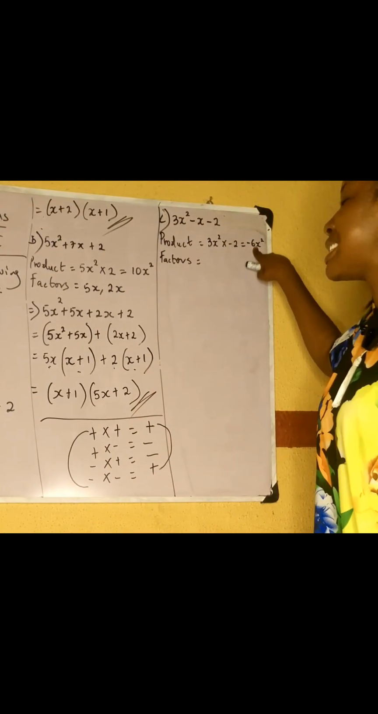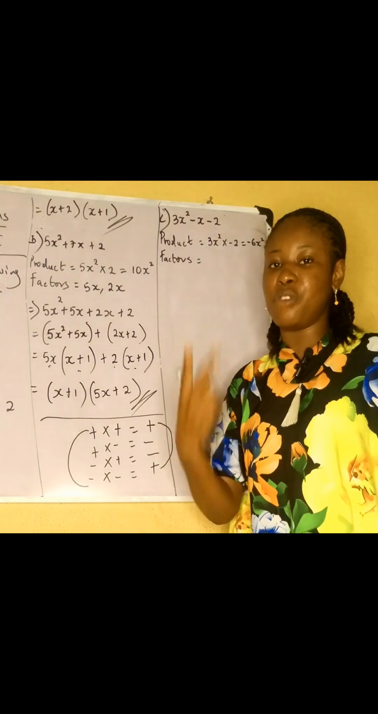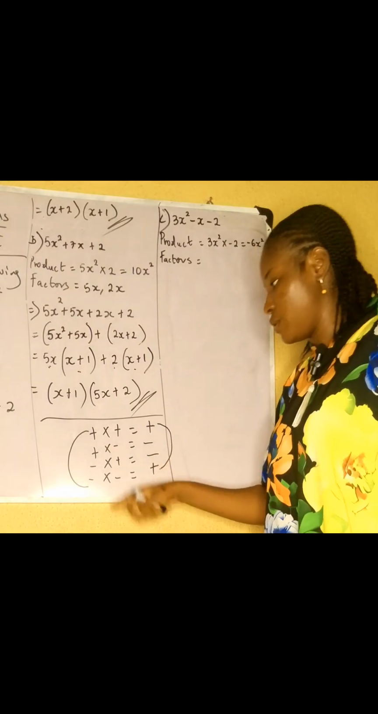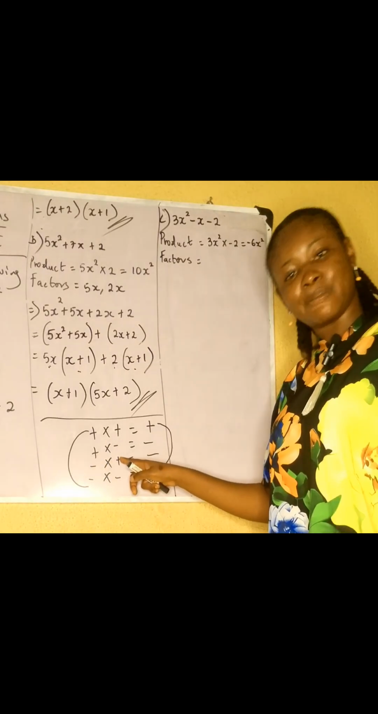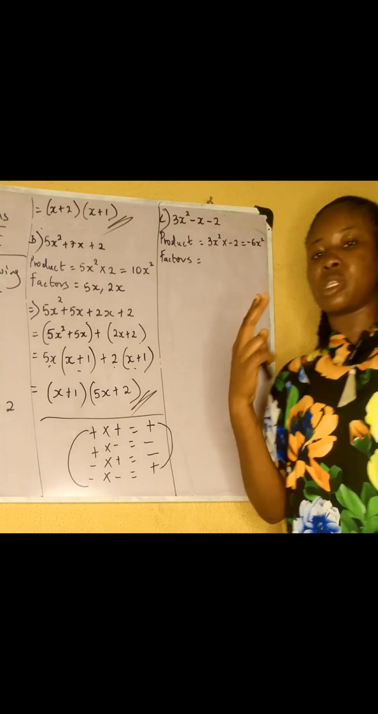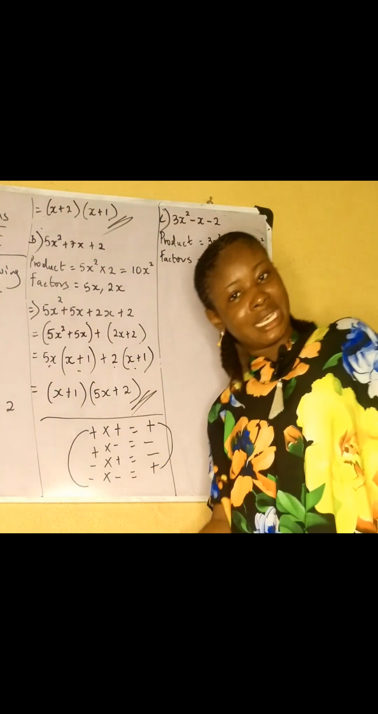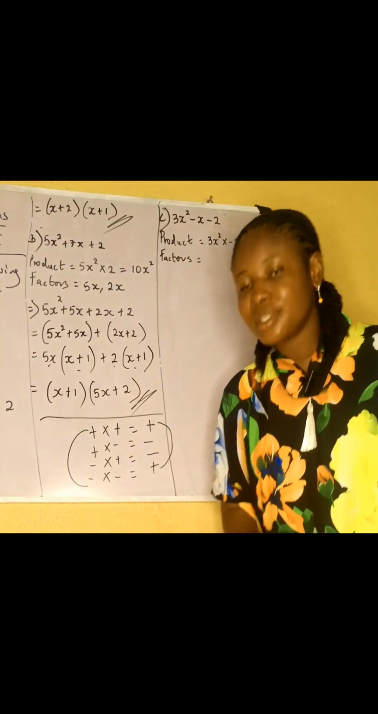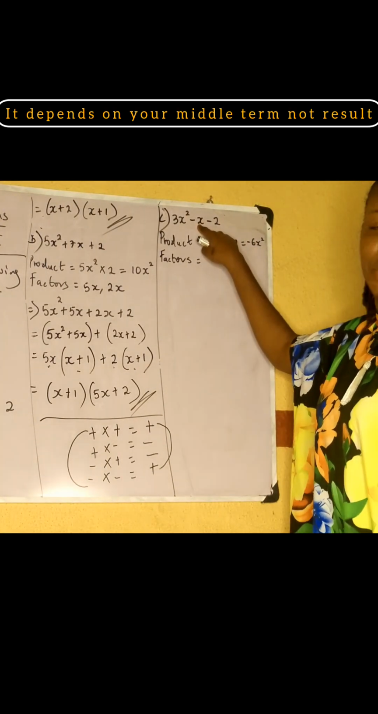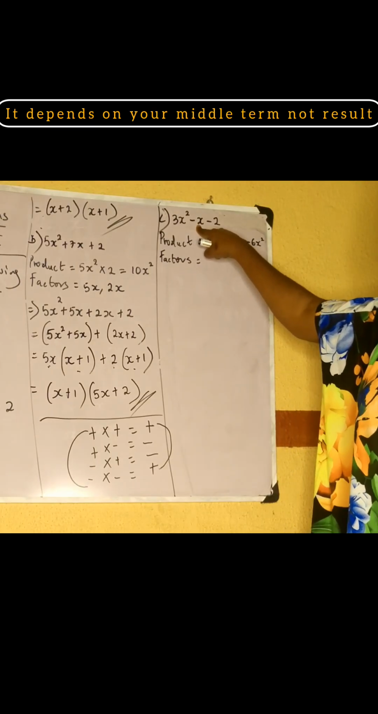But when your product is negative like this one, there are two possible things that can give you a negative answer. Either the first one is positive and the second one is negative, or the first one is negative and the second one is positive. So for you to have a negative product, one of the factors will be positive and the other will be negative. Is that clear? How you know which one will be positive depends on your results.